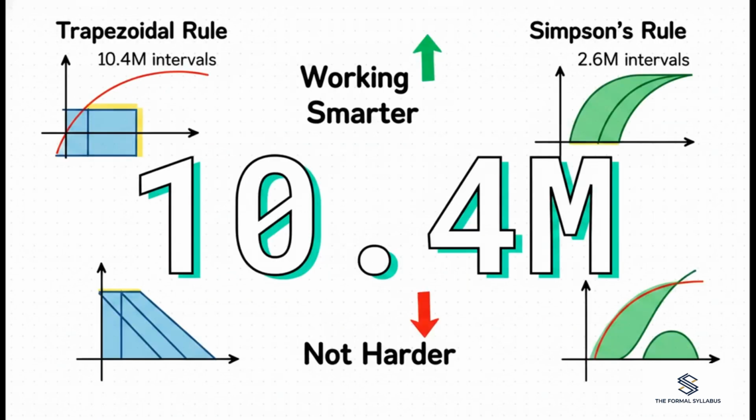Over 10 million intervals. That is the massive, massive amount of iterations the straight-line trapezoidal rule required just to hit our target accuracy. Meanwhile, the parabolic Simpson's rule, it achieved the exact same precision in just 2.6 million intervals. By simply changing the shape of our geometric approximation from a flat line to a naturally hugging curve, we saved the computer nearly 8 million calculations. That is the absolute definition of working smarter, not harder.